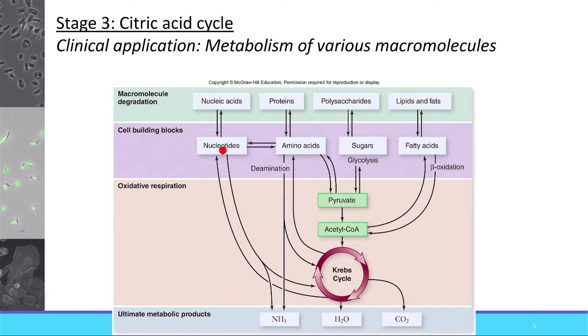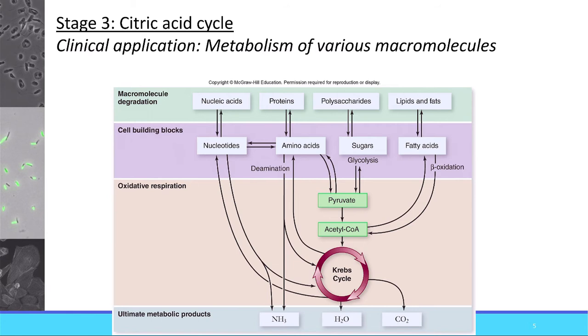We take a look at nucleotides. Guess what? They also get fed into the Krebs cycle. And so regardless of the type of macromolecule that you are, every single macromolecule throughout its metabolism has to be fed into the Krebs cycle. And so if you have a deficiency, a mutation, a problem in that Krebs cycle, then you can't break down any sort of macromolecule, which means you can't harness any energy. And so that is why the citric acid cycle is so important.